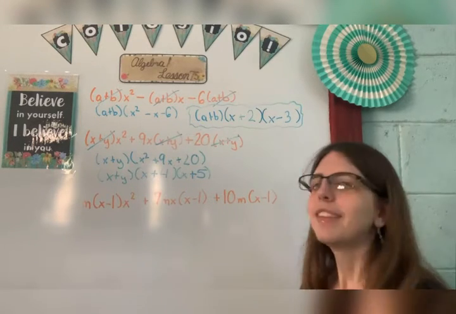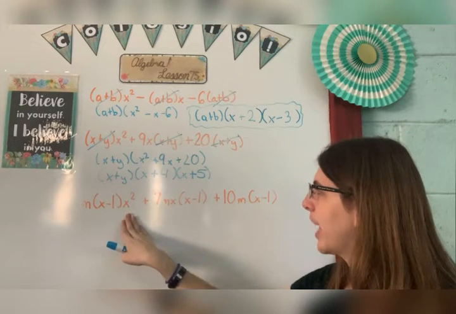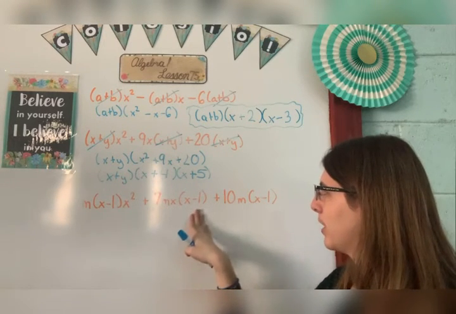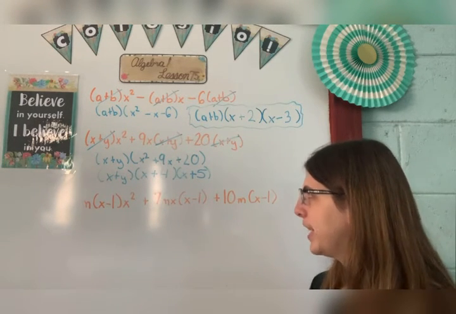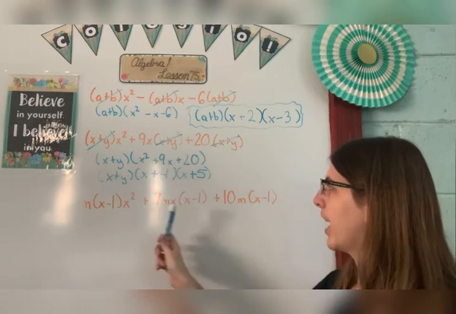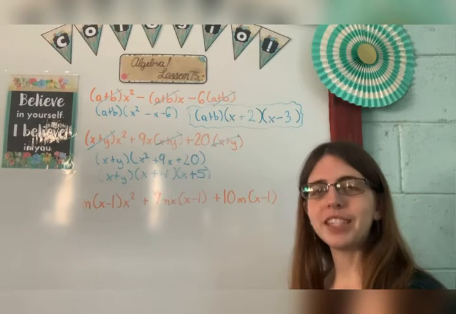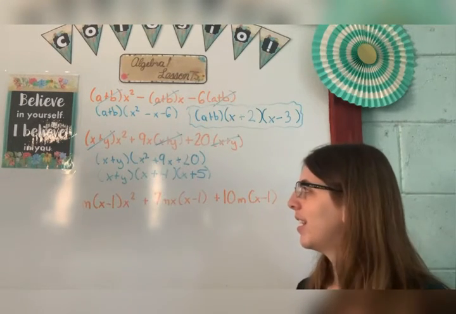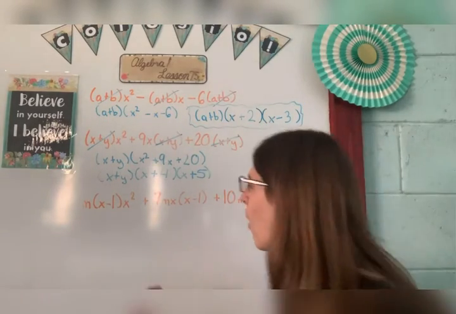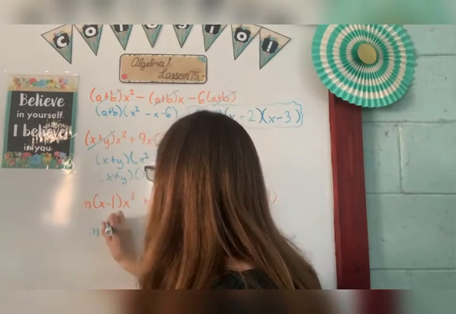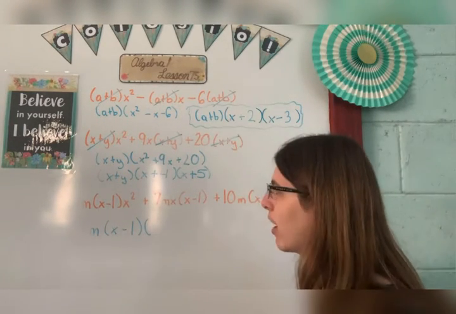All right, let's go to our third and final example: m times (x - 1) times x squared plus 7m times (x - 1) plus 10m times (x - 1). For each one of these problems, I have the common factor of x - 1. But that's not it. I have another common factor. Do you see it? M. There's one m in each of my terms. So I can take out altogether m and (x - 1), and leave me with the rest of my trinomial.